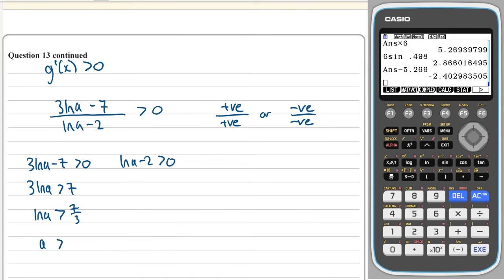So a is greater than e to the 7/3. And just for some context, let's see what that value actually is.